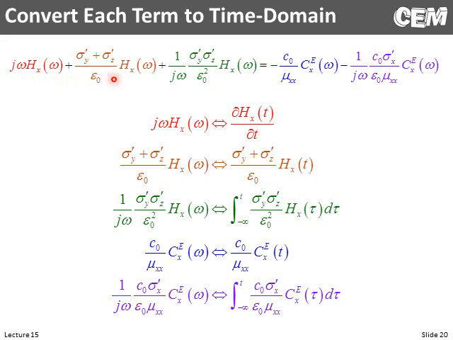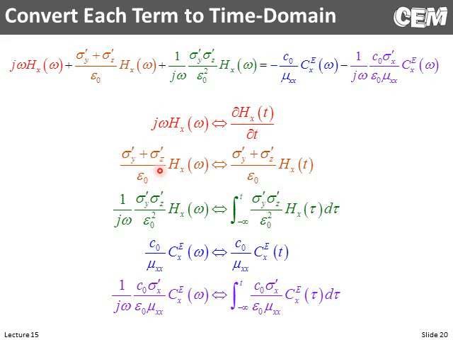We're now at our final form of our frequency domain equation to convert to the time domain. And we do this one term at a time. So we have our first term, j omega h. And remember, j omega in the frequency domain is a time derivative in the time domain. So j omega becomes d dt.